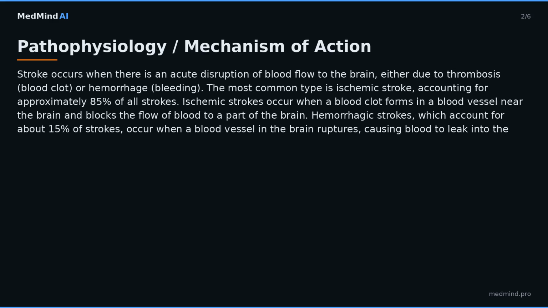Pathophysiology and mechanism of action. Stroke occurs when there is an acute disruption of blood flow to the brain, either due to thrombosis, blood clot, or hemorrhage, bleeding. The most common type is ischemic stroke, accounting for approximately 85% of all strokes. Ischemic strokes occur when a blood clot forms in a blood vessel near the brain and blocks the flow of blood to a part of the brain. Hemorrhagic strokes, which account for about 15% of strokes, occur when a blood vessel in the brain ruptures, causing blood to leak into the brain tissue.